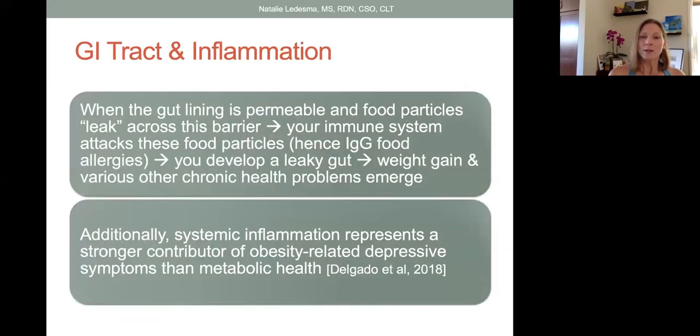And when the gut lining is permeable and food particles leak across the barrier, our immune system is going to attack these food particles. And if our immune system is involved, that's generally going to be an immunoglobulin response, since there's an IgG food allergy. Those will potentially lead to leaky gut, possibly could lead to weight gain, and other chronic health conditions can emerge. Additionally, we know that systemic inflammation represents a stronger contributor of obesity-related depressive symptoms, even more so than metabolic health.